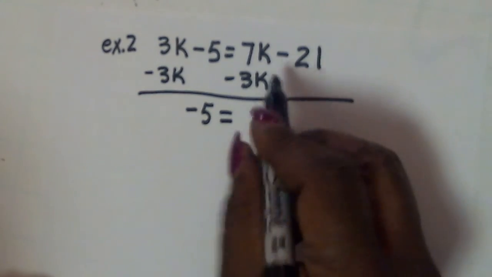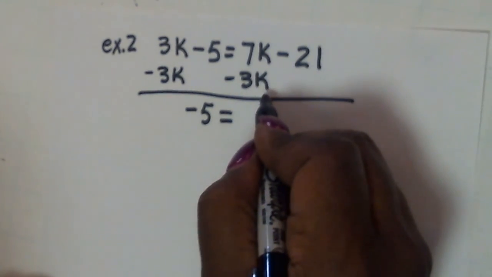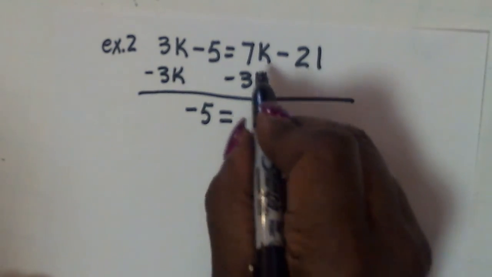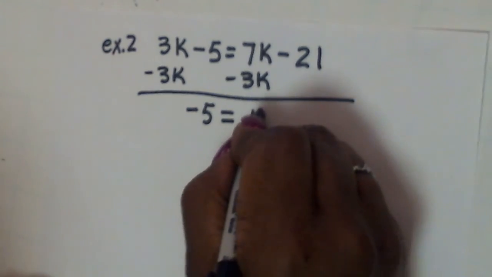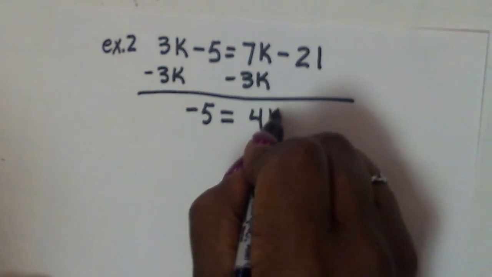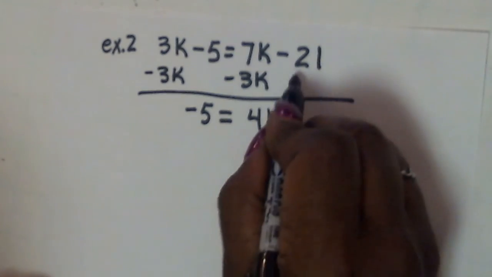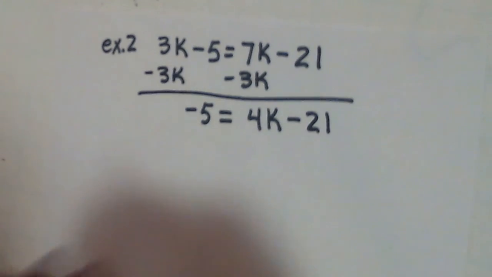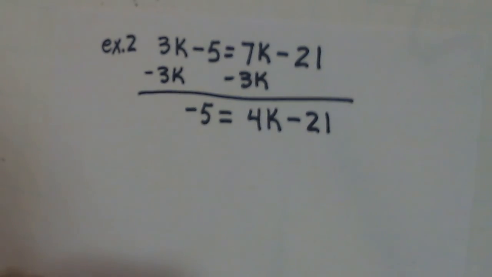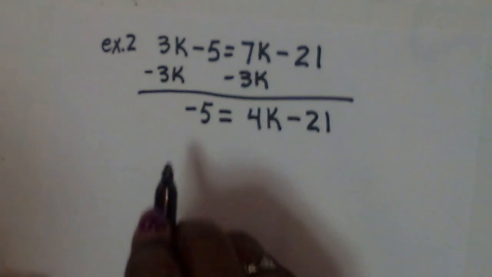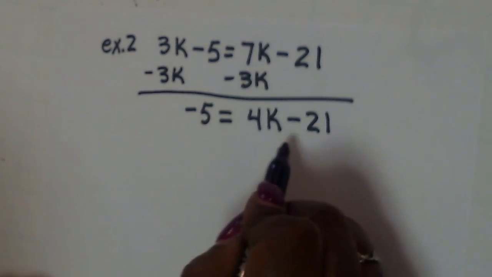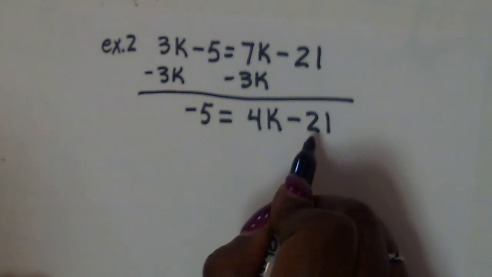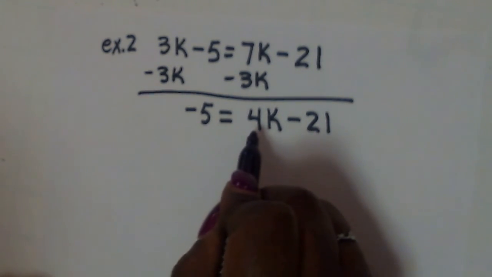Write my equal sign. 7k minus 3k, since the signs are different, we subtract and take the sign of the bigger number. 7 minus 3 is 4, and the bigger number is positive, so it's going to be positive 4k. And then I'll just bring the rest of the problem down. Now I have it where it looks easier. You can probably recognize now that it's a 2-step equation. I have negative 5 equals 4k minus 21. We want to get the k by itself, so we need to move the 21 and we need to move the 4.